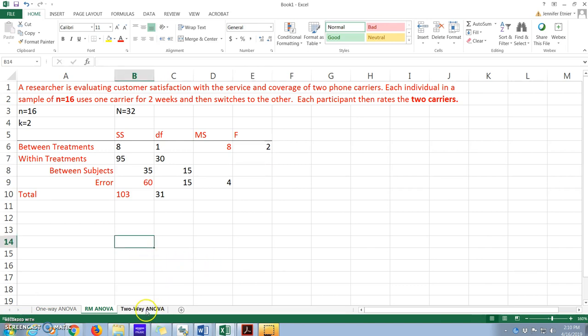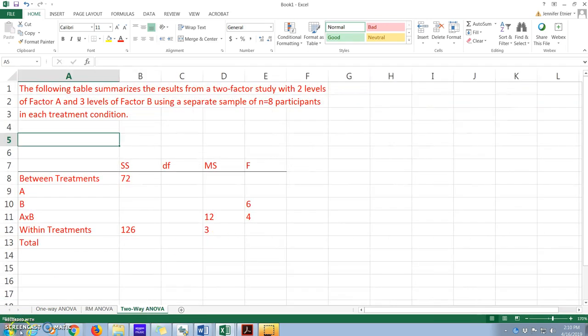Okay, so now let's switch over and do the two-way analysis of variance. So this one gets even a little bit more complicated, but we can do it. Here it doesn't tell us much about the design, it just points us to the table, but it says the following table summarizes the results from a two-factor study. So two-factor, we know it's a two-way analysis of variance.